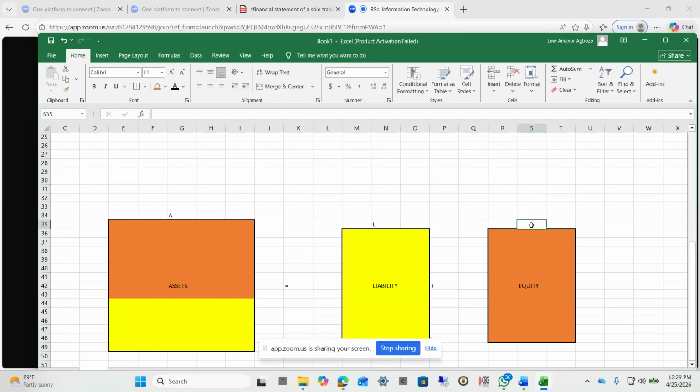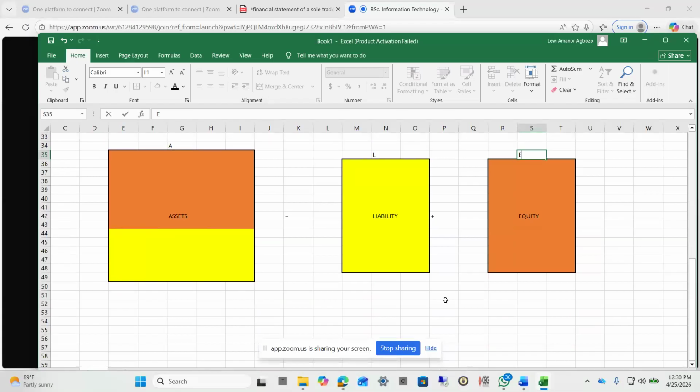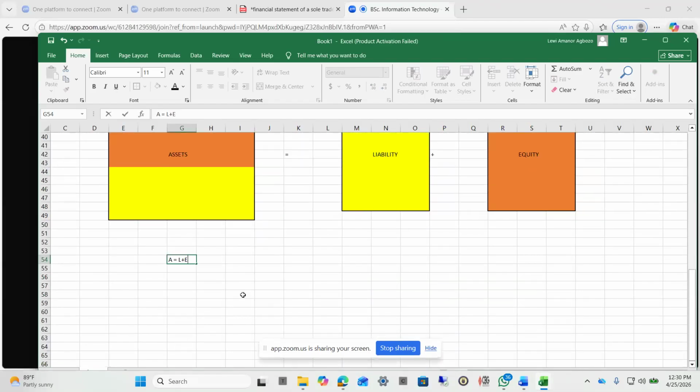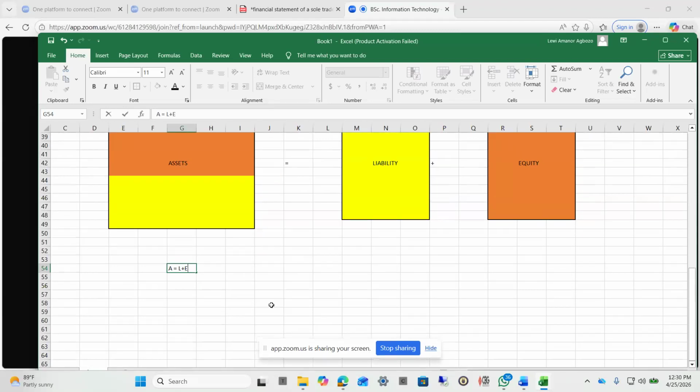Yes, sir. Once you understand this equation, everything in the balance sheet becomes easy. What we are saying is your assets, which is represented by A, is equal to your liability plus your equity. So if you are given any two, you find the other one.